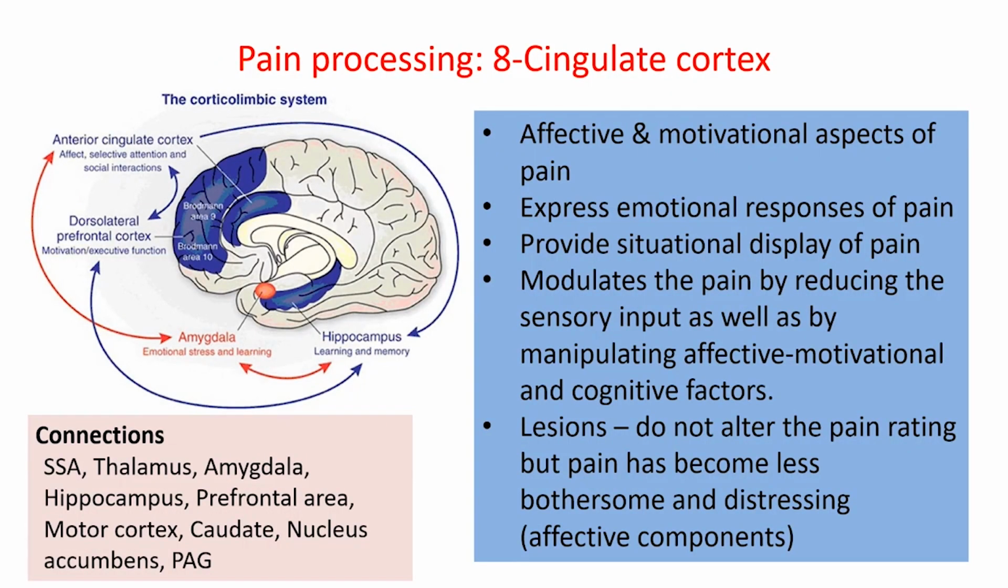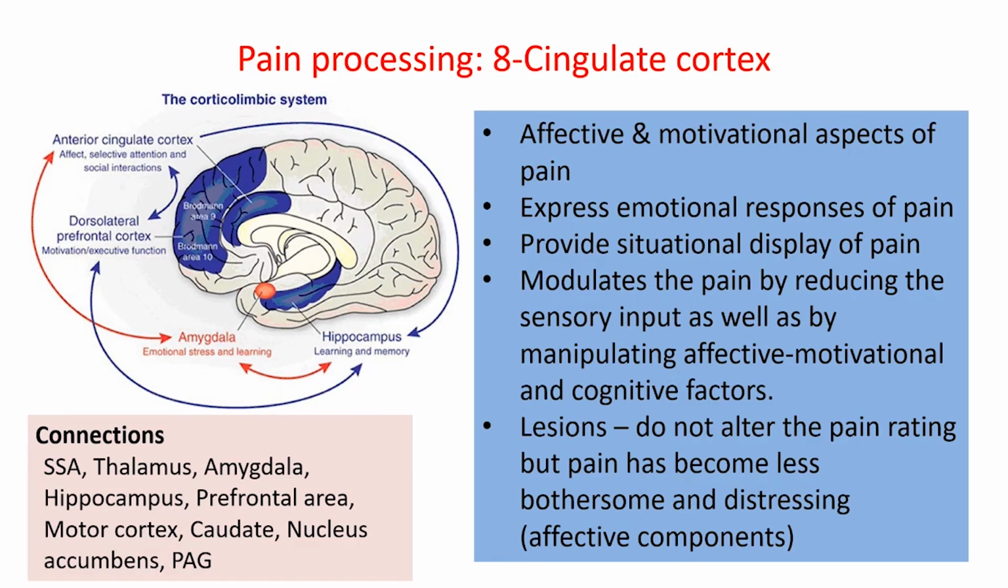Cingulate cortex, the major area of the limbic system, is one of the pathways in which the affective or behavioral component of the pain is processed. The cingulate cortex is connected with the somatosensory area, thalamus, amygdala, hippocampus, prefrontal cortex, the motor cortex, the caudate nucleus, nucleus accumbens and periaqueductal gray. This will modulate the affective and motivational aspects of pain.